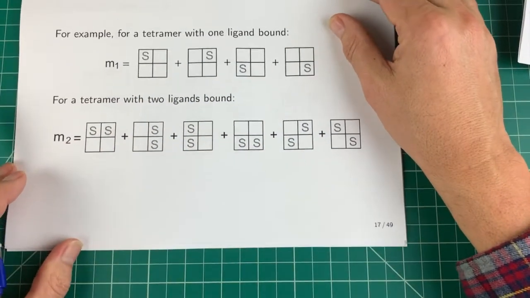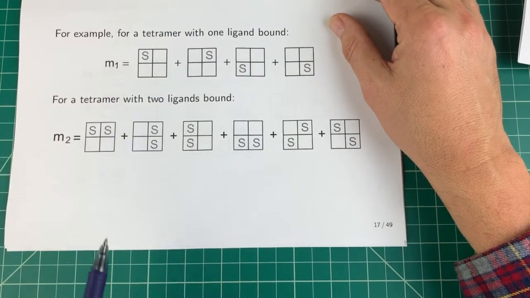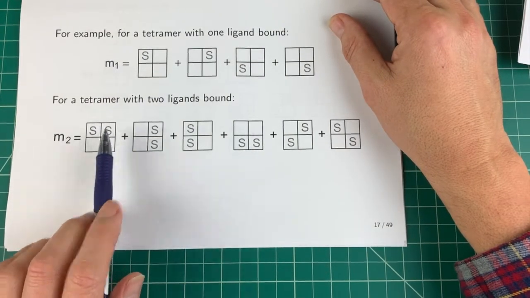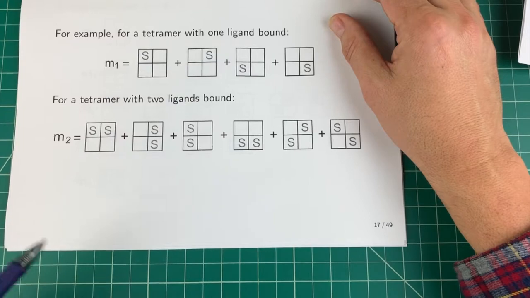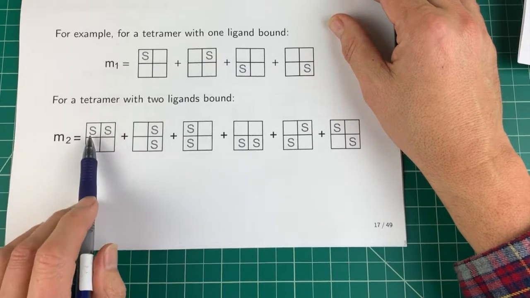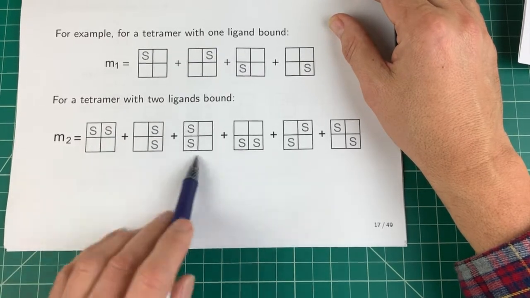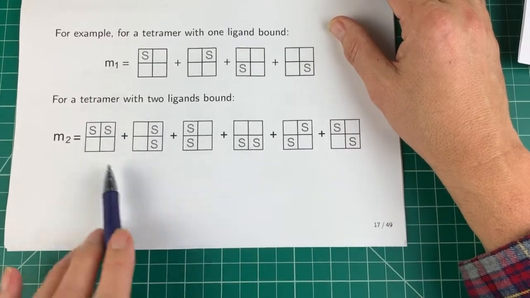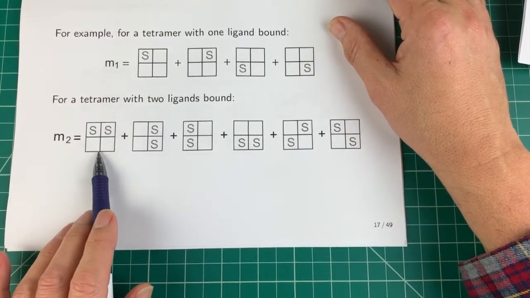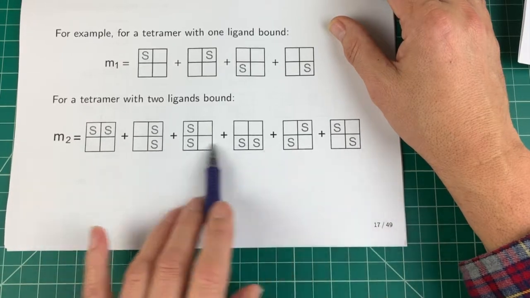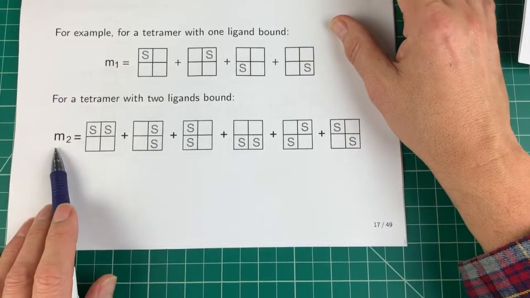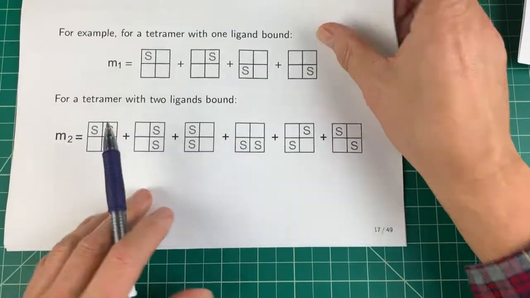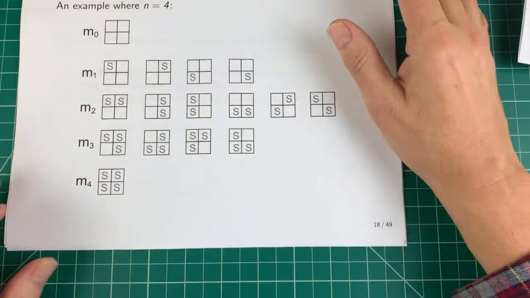If I had a tetramer and I bound 2 ligands, there are now more ways of binding 2 ligands than there were to bind one ligand. I can bind 2 ligands like this, like this, like this, like this, or diagonally. So there's 6 of them. And the total concentration of states that can bind 2 ligands is the sum of all 6. And I can go on to M3 and M4.